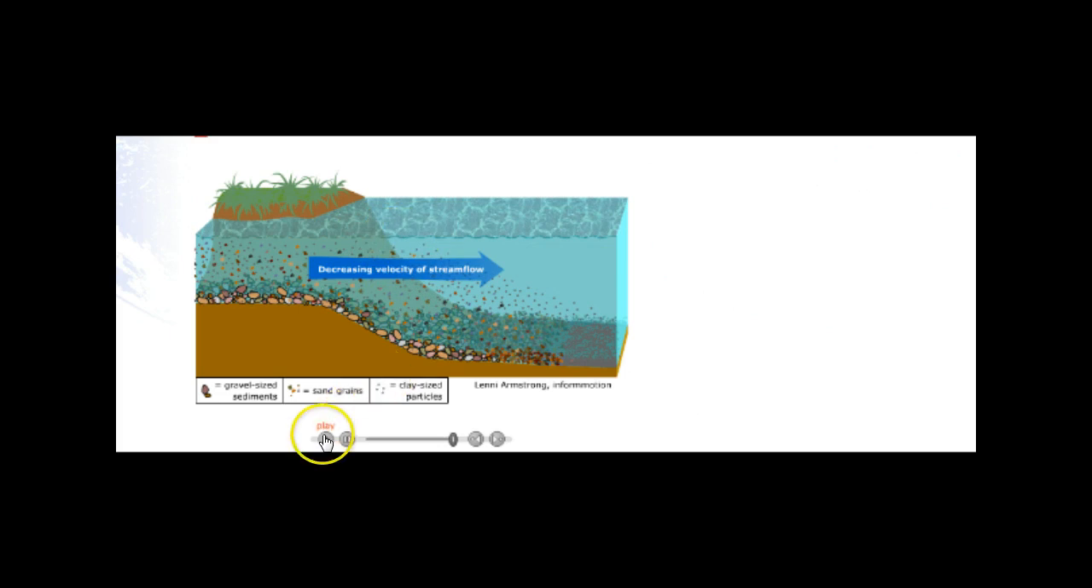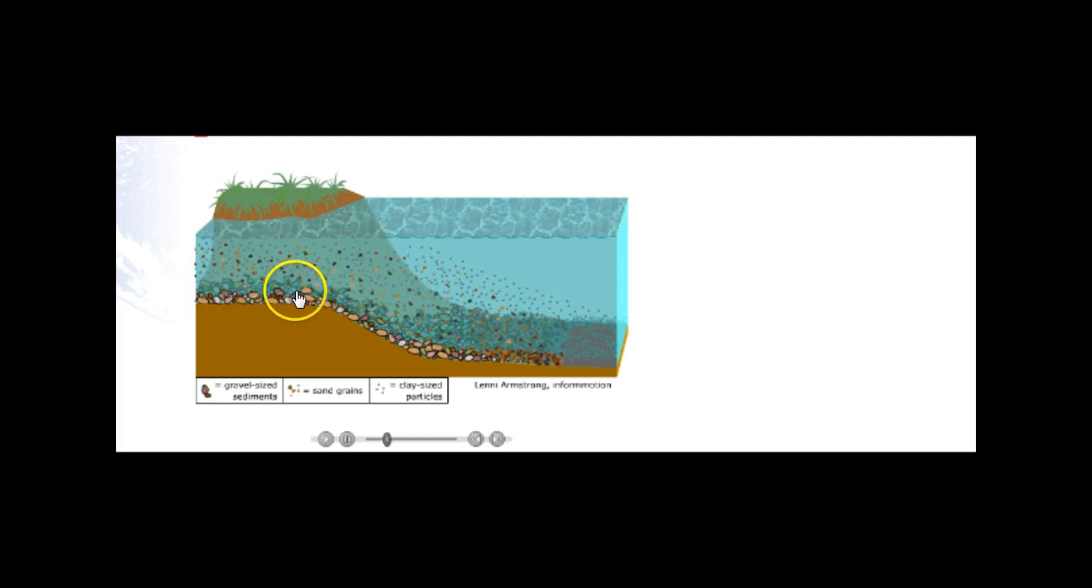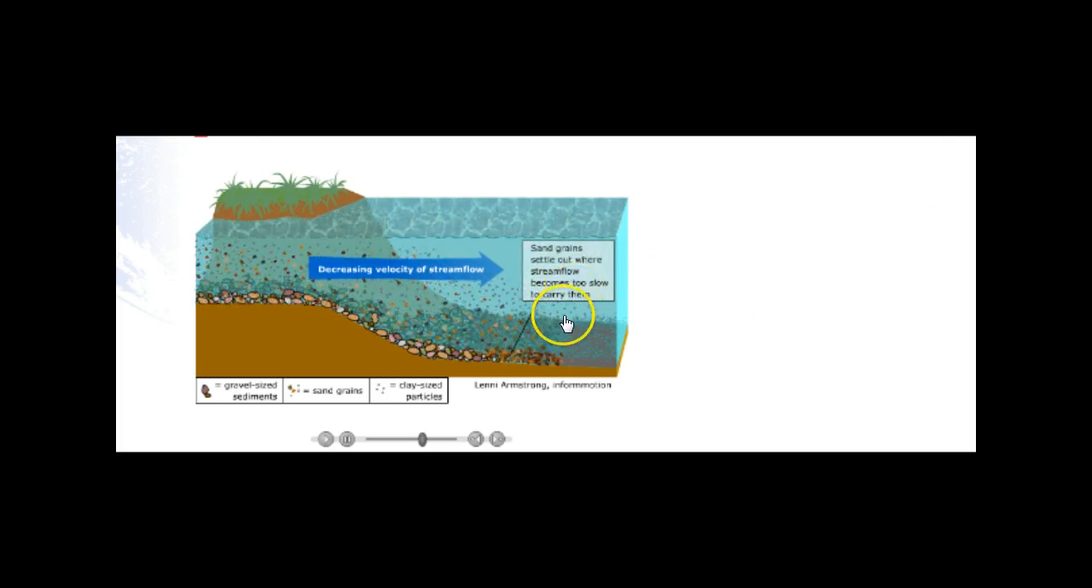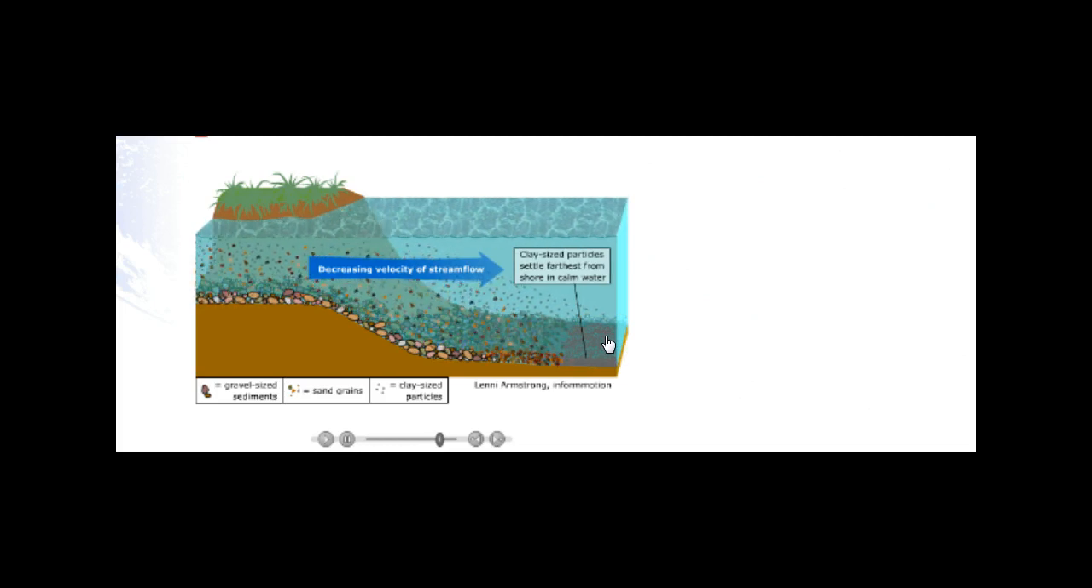of Mexico. So you can see now these larger grains being deposited first, the gravel-sized sediments accumulating near the shore, and then you have the sand grains and the silt and the clay carried out farther out into the ocean.